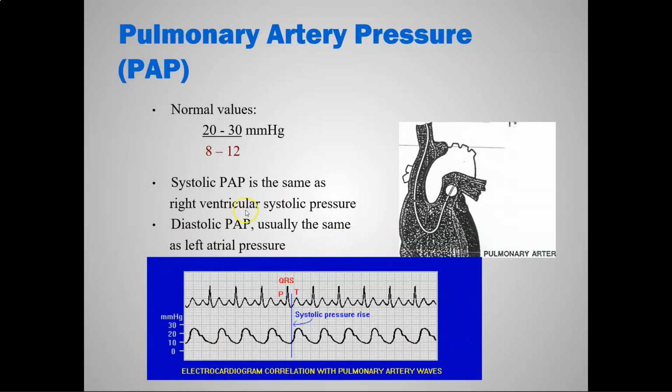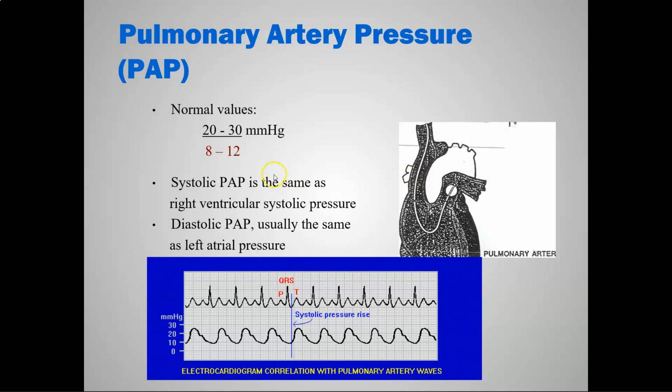All right, let's look at pulmonary artery pressure. Okay, normal values, and these are ranges. Just like you have a 120/80, we now have a 20/8 to 30/12. These are normal ranges for your pulmonary artery pressure. The systolic pulmonary artery pressure is the same as the right ventricular systolic pressure. Pay attention to that. Diastolic pulmonary artery pressure is the same as the left atrial pressure. These values are important to know, and this is where that Swan-Ganz comes into play and what we're monitoring here.